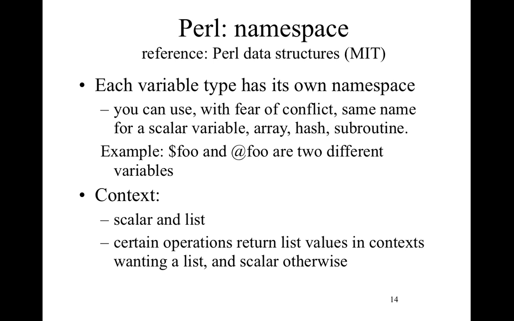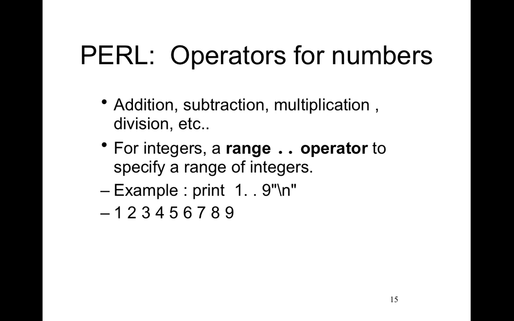Here's the context. Namespaces are separated by variable type. Then we have context, scalar or list. Certain operations return certain values given the context that you're using them in. That's like the plus that does addition, or the same symbol that does concatenation. If it wants a list or a scalar, otherwise it returns whatever is supposed to be returned given the context of the expression. So we have operators for the numbers: addition, subtraction, multiplication, division, anything you'd find in regular old languages.